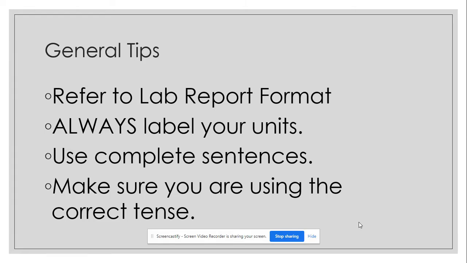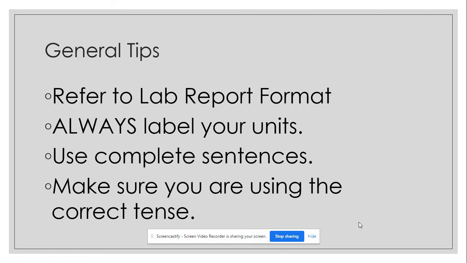To begin with, let's talk about a few general tips. The first is refer to the lab report format. I have uploaded a document called Lab Report Format that shows you how you should lay out your lab and what each part needs to include. I'm going to show you this as soon as I finish going through these general tips.